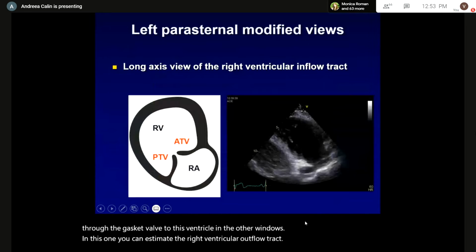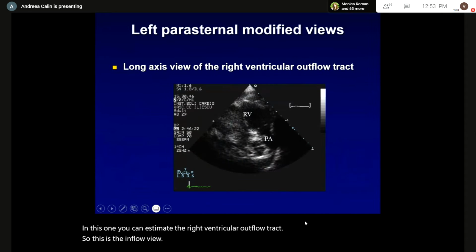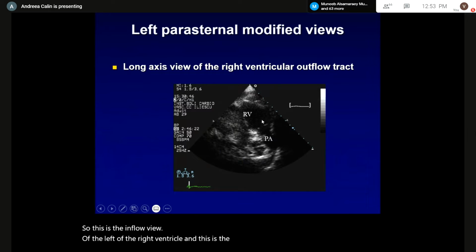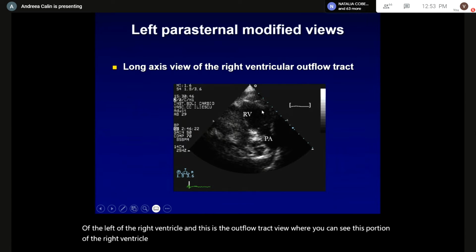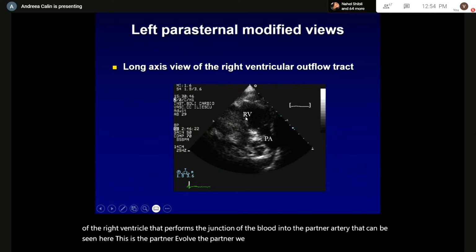So this is the inflow view of the right ventricle, and this is the outflow tract view, where you can see this portion of the right ventricle that performs the ejection of the blood into the pulmonary artery, that can be seen here. This is the pulmonary valve, the pulmonary artery, and the outflow tract of the right ventricle.